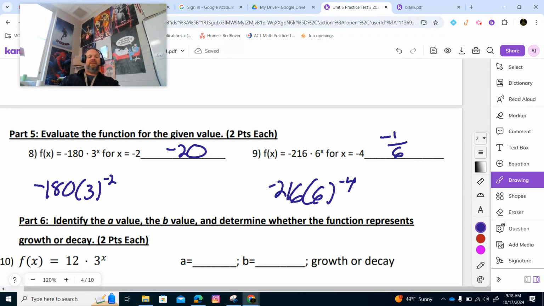All right. So for 8, you should have got negative 20. For 9, you should have got negative 1 over 6. But I got 0.6 repeating. Well, what did Mr. Jeffrey say when you get that? Hit the double arrow buttons and get a nice fraction.